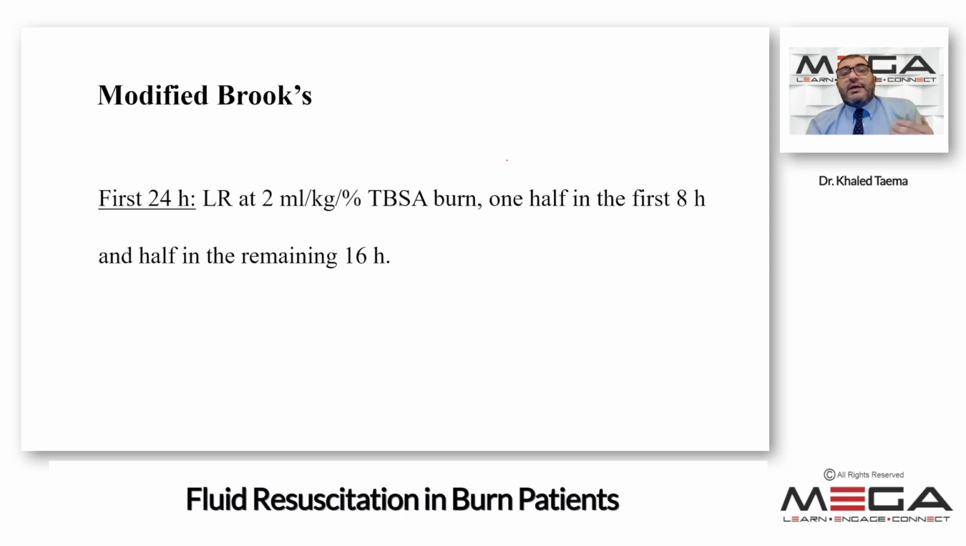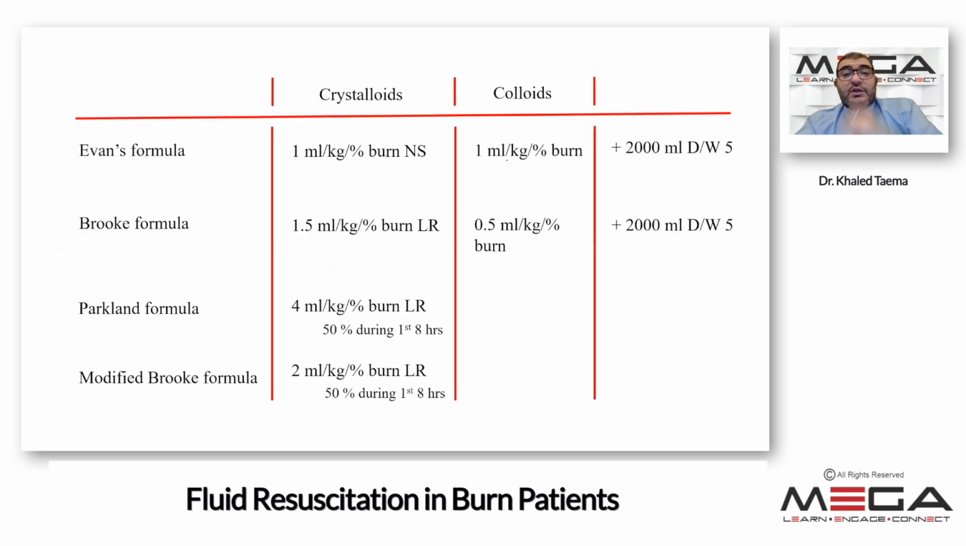All these items emphasize the need for a more conservative strategy, and accordingly, the modified Brooks formula changed from the original Brooks formula. The original was 2 milliliter per kg percent, with 1.5 crystalloids and 0.5 colloids. It was changed to 2 milliliter per kg, all of it in crystalloid form, and again, half of the volume is to be given in the first 8 hours. So the main formulas used are the Evans formula, Brooks formula, Parkland formula, and the modified Brooks formula.